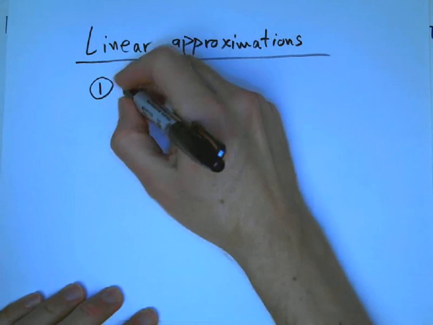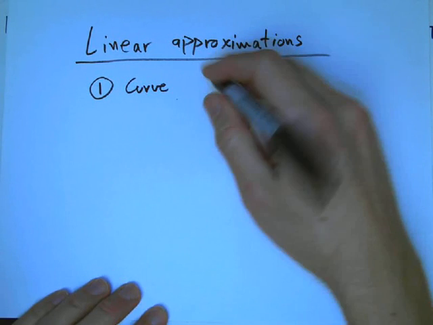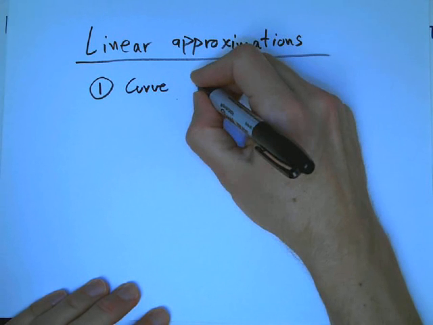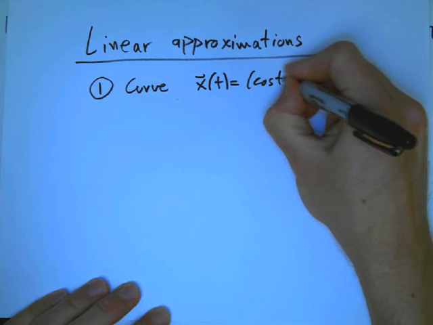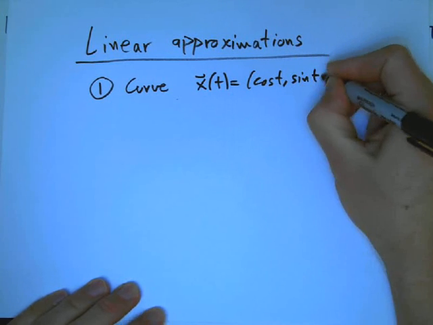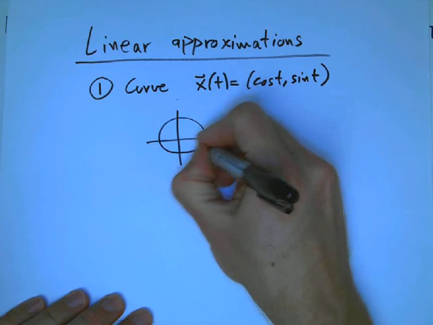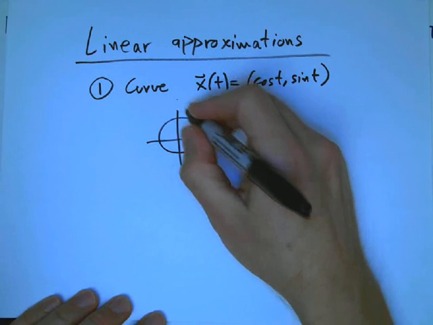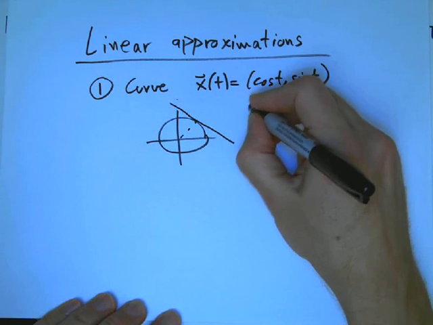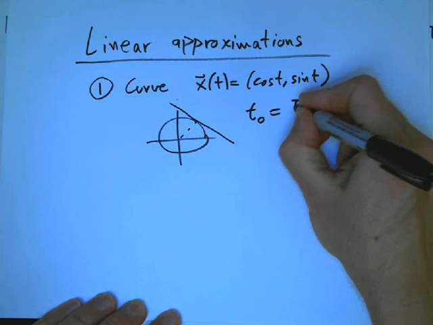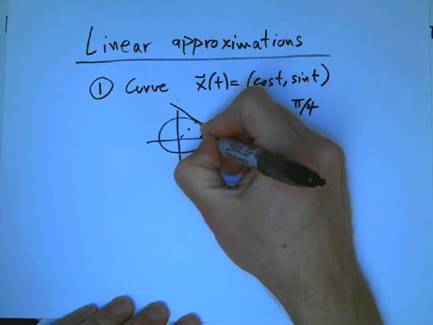One is a curve. Let's say the curve is a familiar one. Let's say x of t is cosine t, sine t. And that parameterizes the circle. And I want to discuss the tangent line. Let's say, to be specific, t naught is pi over 4. And I want to talk about the tangent line as the linear approximation to this function.